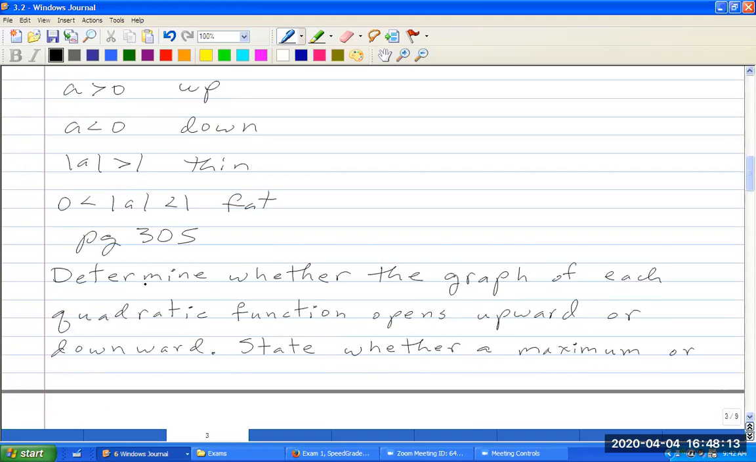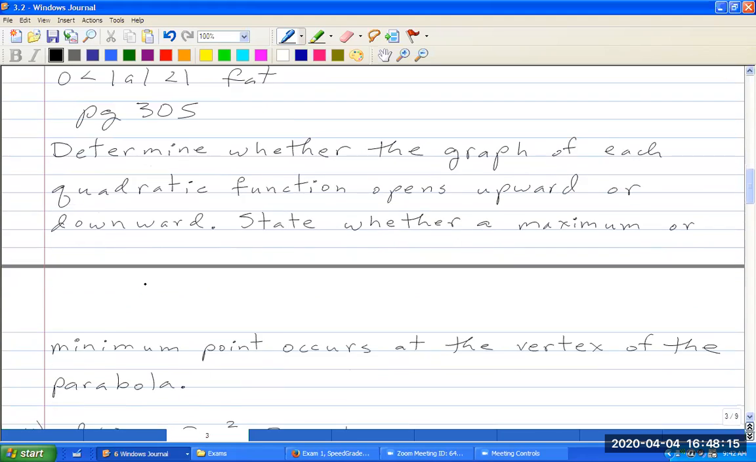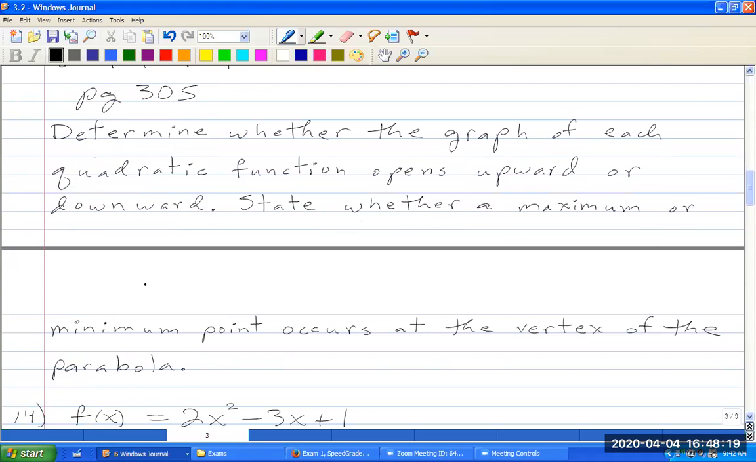On page 305, let's do problem number 14. Determine whether the graph of each quadratic function opens upward or downward. State whether a maximum or minimum point occurs at the vertex of the parabola.